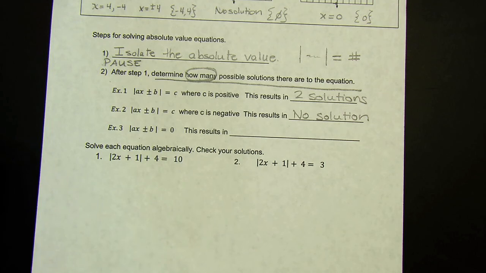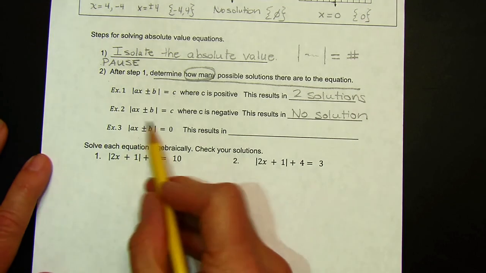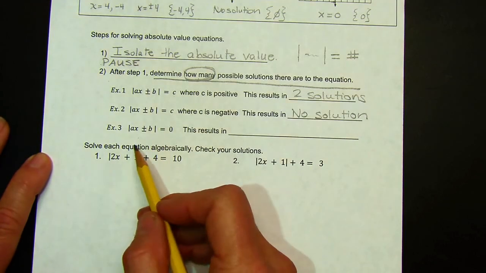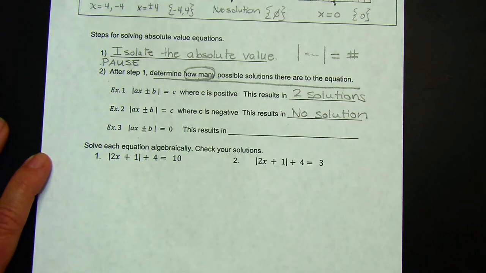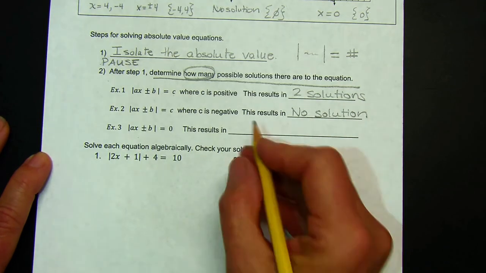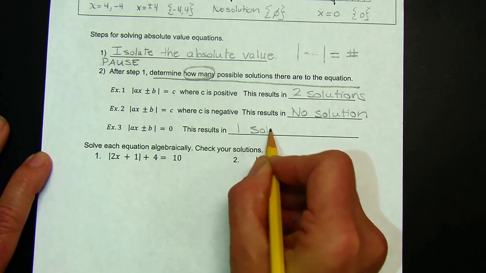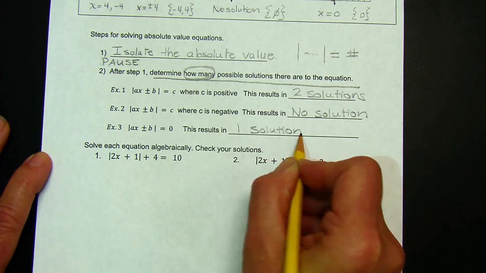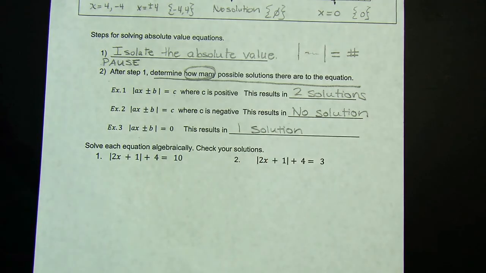The other possibility is that you got that absolute value all by itself and it was equal to 0. How many solutions will that give you? 1. So that's critical, that you pause literally for 5 seconds and ask yourself the question, how many solutions do I have to have when I'm done?